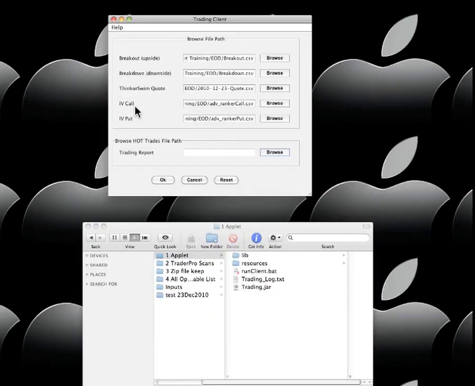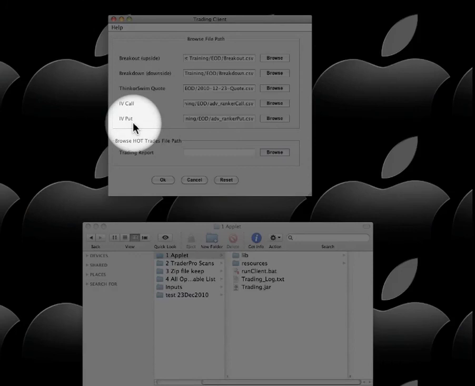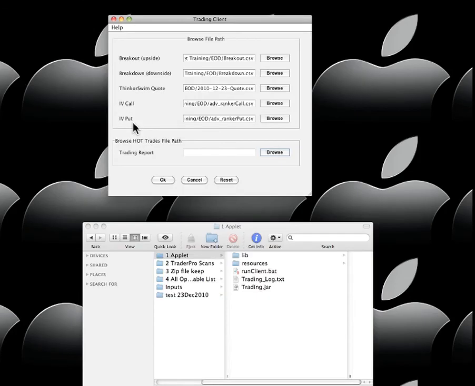File number 4, IV call file, is the implied volatility of only the call options of the specific and finite list of traded products. Final and fifth file, IV put file, is the implied volatility of only the put options of the specific and finite list of traded products. In all the 5 files, there is a common and finite list of specific traded products with their respective underlying symbols, which I will provide later on.